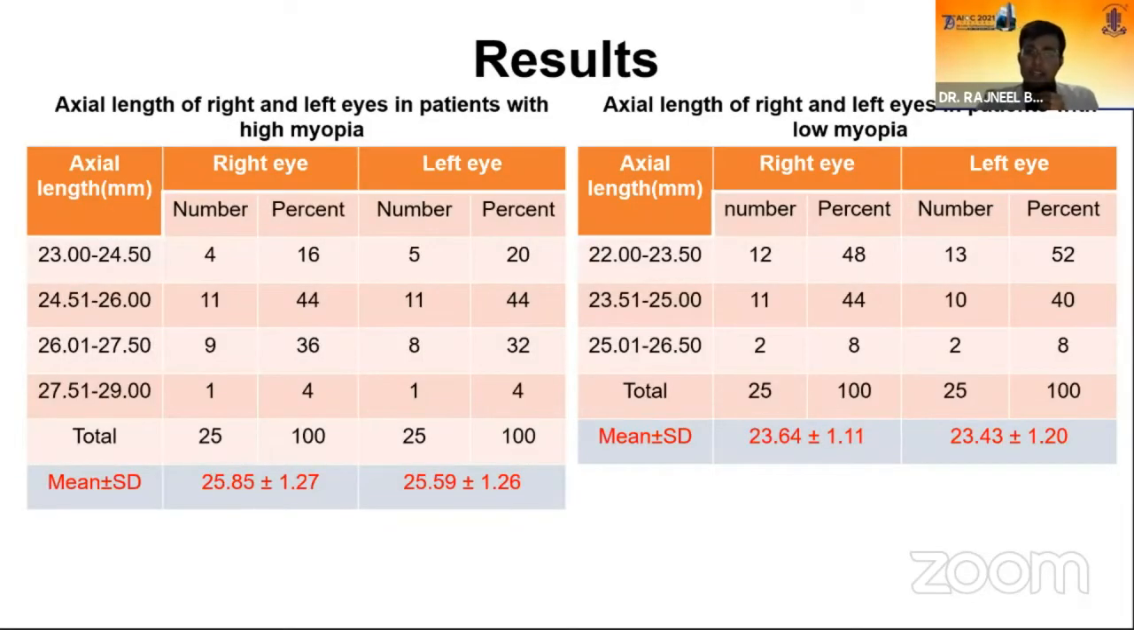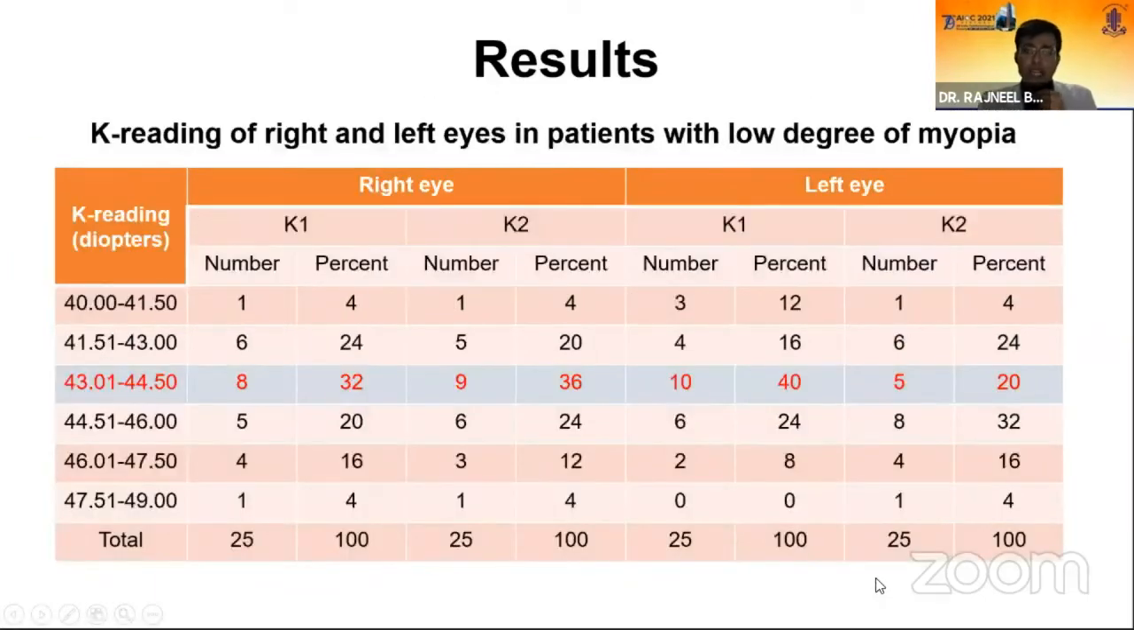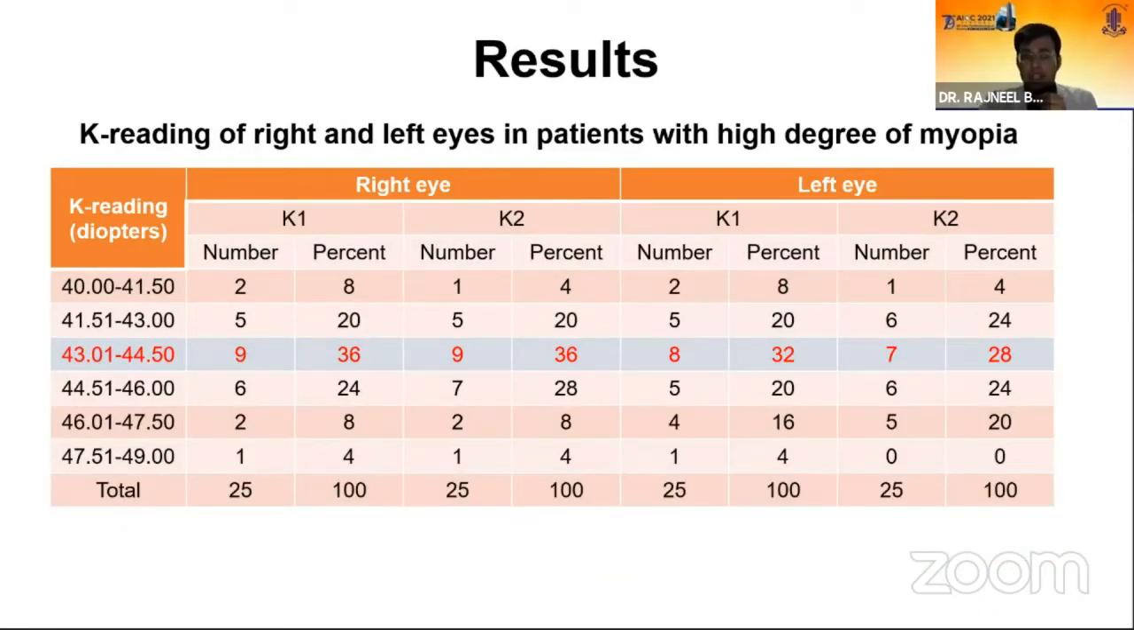The axial length of right and left eye in patients with high myopia had a mean of around 25.85 and 25.59 in right and left eye respectively, and the axial length in low myopia was around 23.64 in right eye and 23 in the left eye. The K reading of right and left eye in patients with low degree of myopia was mainly in the range of 43 to 44.50 diopters. Also, in a high degree of myopia, the K readings in both the eyes of the patient were mostly in the range of 43 to 44.50 diopters.